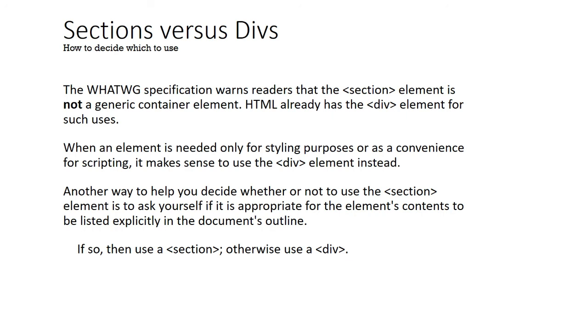Another way to help you decide whether to use the section element is to ask yourself if it is appropriate for the element's content to be listed explicitly in the document outline. If so, use a section; otherwise use a division. A simple way to say it: whenever you want CSS, you can use it along with section also, right? But if you want some extra CSS properties, that works well only with the division, not with the section. So you have more feasibility, or freedom, regarding CSS with the div element.